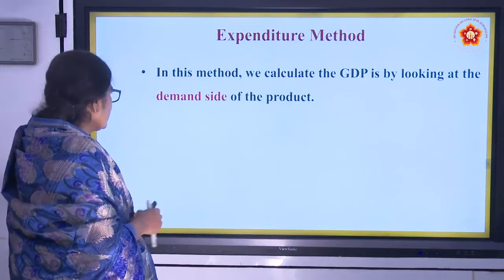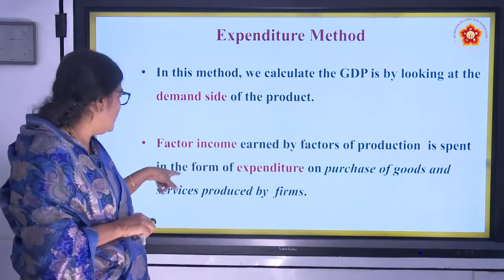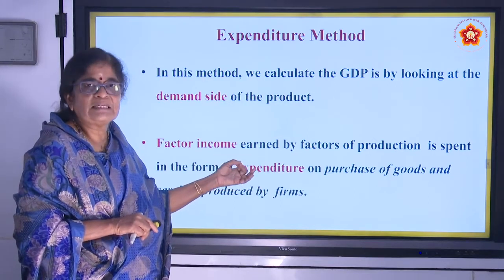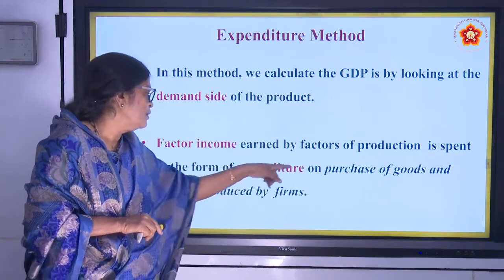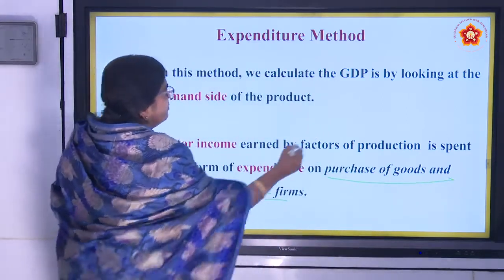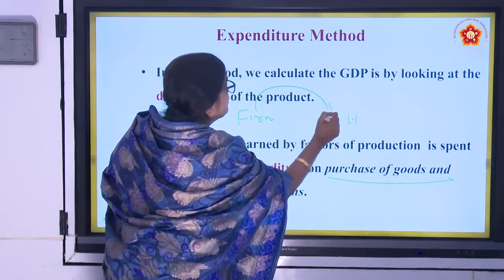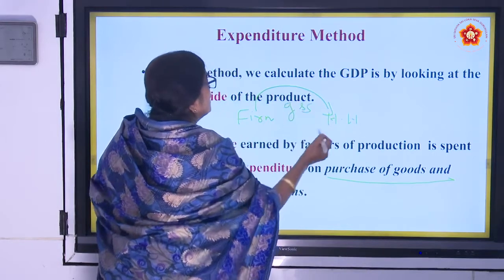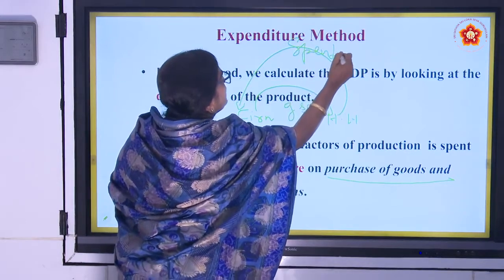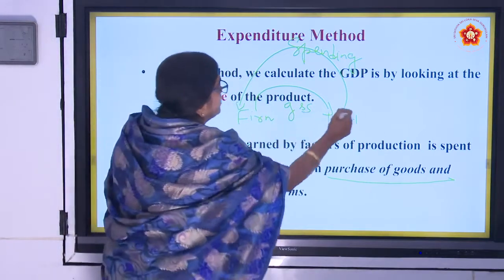the household. And now, factor income earned by factors of production is spent in the form of expenditure. Wages, profit, rent and interest all are spent for the purchase of goods and services. That also we have studied. Households purchase goods and services from the firm, and for that, what do they have to do? They have to spend. This is the circular flow model. This is a very important section, the circular flow model. You have to be very, very careful. You have to remember that.